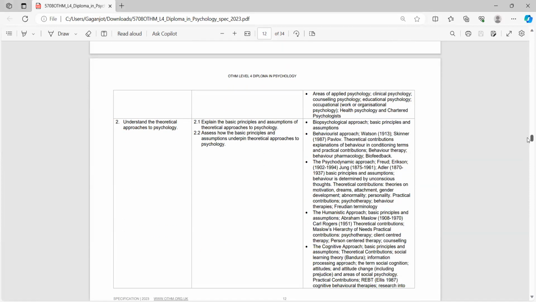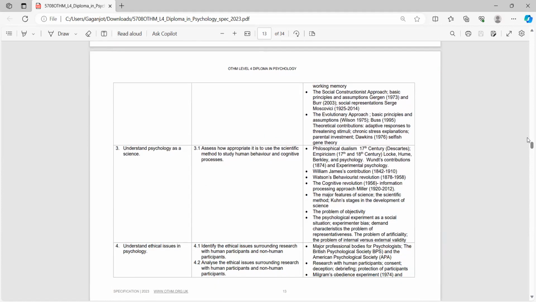Understand the theoretical approaches to psychology. In this, the learner will be able to explain the basic principles and assumptions of theoretical approaches to psychology. Assess how the basic principles and assumptions underpin theoretical approaches to psychology. In this, we are going to study various approaches. Few of them are biopsychological approach, behaviorist approach, psychodynamic approach.